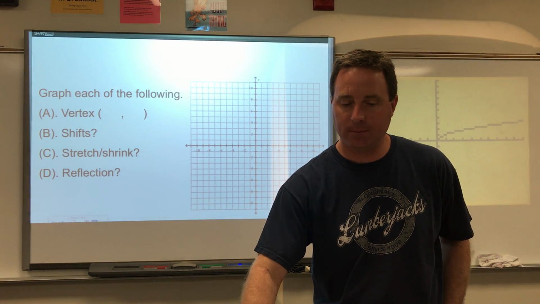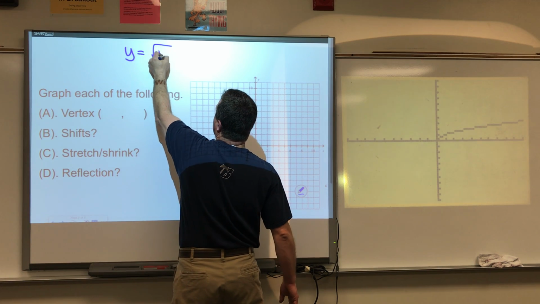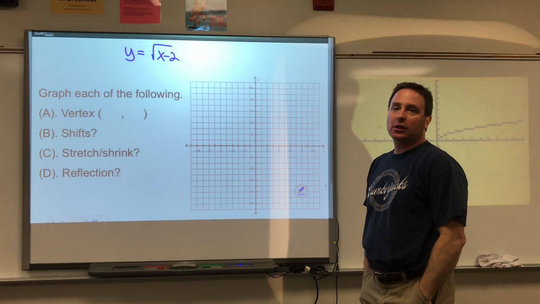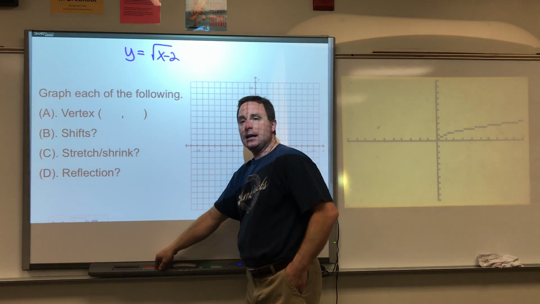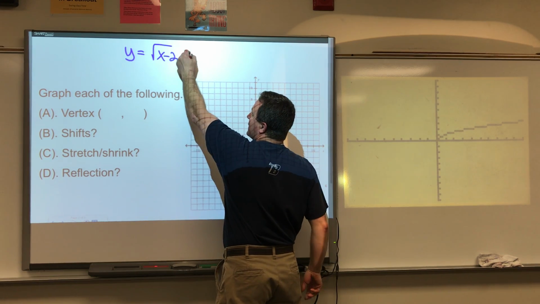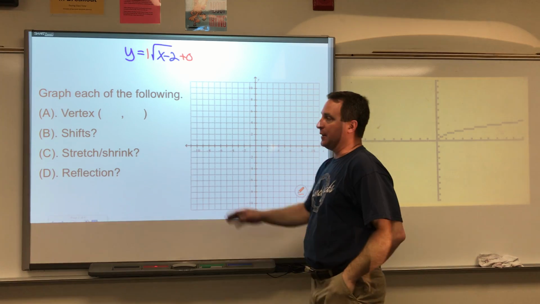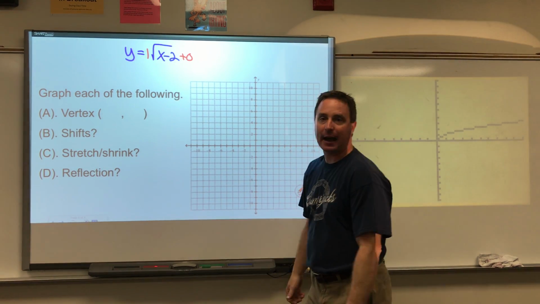Scoot this up. Let's look at this one. Y equals the square root of x minus 2. Now again, if you look closely, the h is negative 2. It doesn't look like it has a k, but it's a 0, and the number in front is 1. And this is exactly what your homework assignment is going to look like. It's going to have you answer these questions and make a graph.